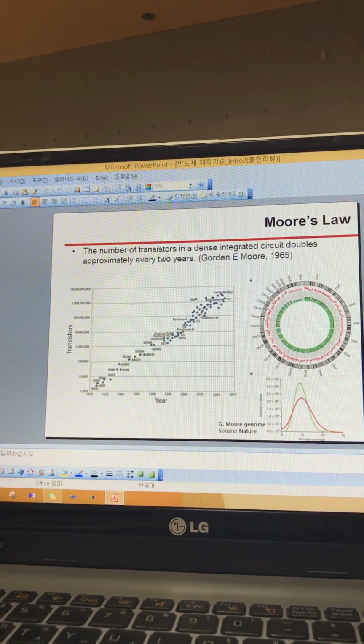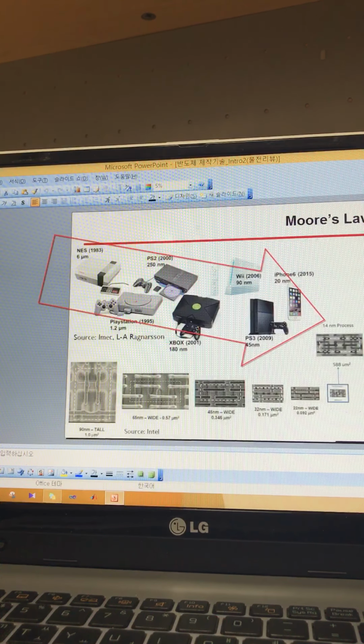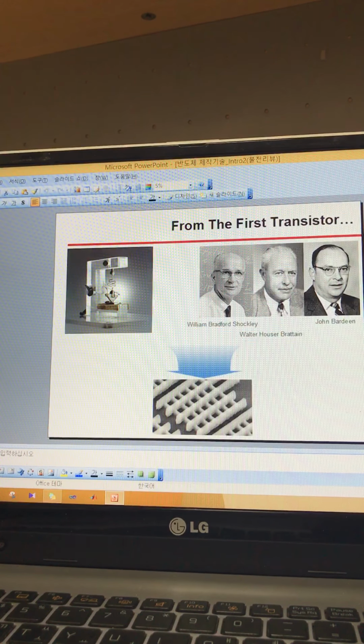Moore, the scientist and engineer, observed that the number of transistors in a dense integrated circuit doubles approximately every 2 years. Here is the development of Moore's law as a game machine. So semiconductors continue to evolve as much as this.